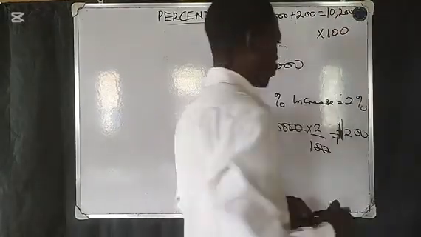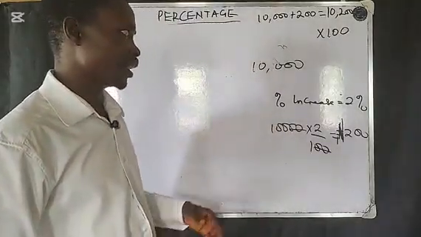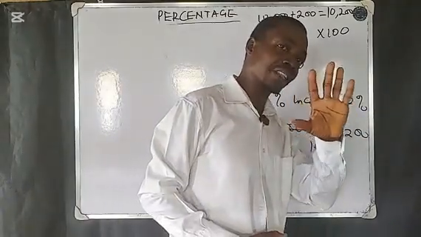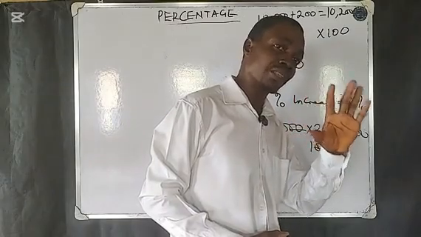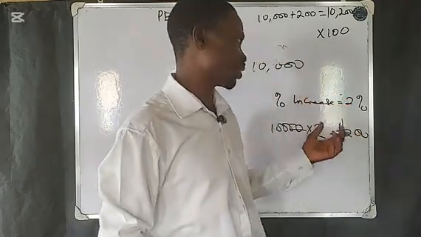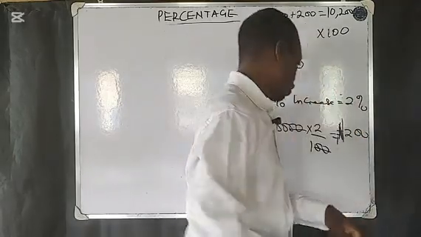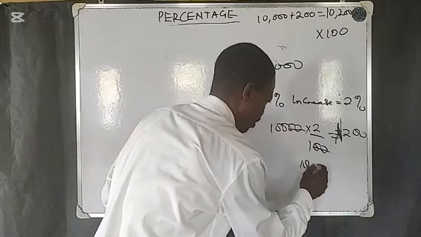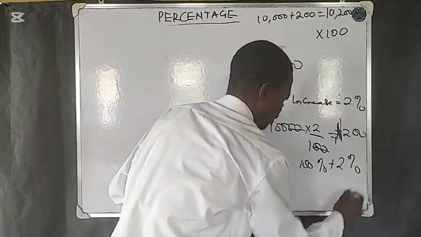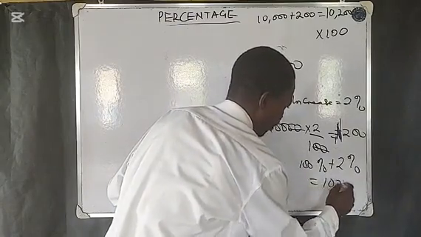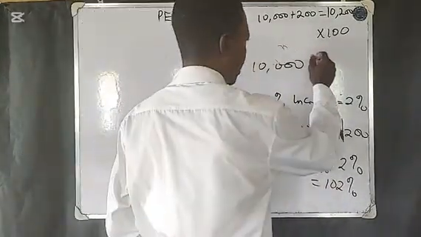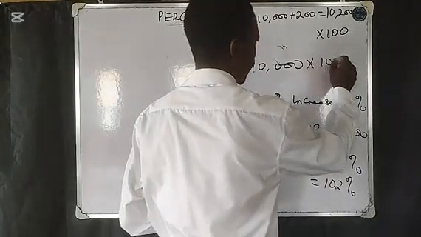10,200. But another way to work it is to simply take this 10,000 as 100%. From the beginning, it is 100%. No amount has been reduced, no amount has been added. So for the increase next month, there will be an additional 2%. So you can say 100% plus 2%, and that will give you 102%. So what you now do is to say 10,000 multiplied by 102%.